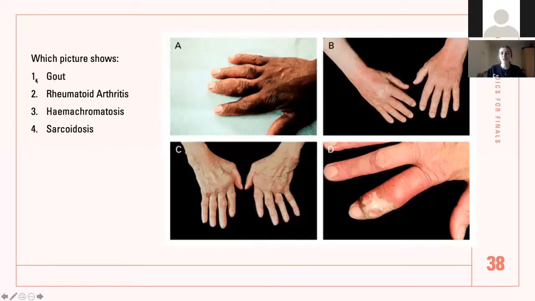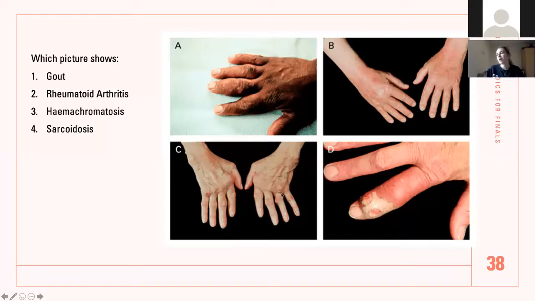But picture number 1, gout. So that is D. So you can see here the gouty tophi. It's like a yellow discoloring in these joints here. So that's an example of gouty tophi. Number 2, rheumatoid arthritis. So that is picture C.